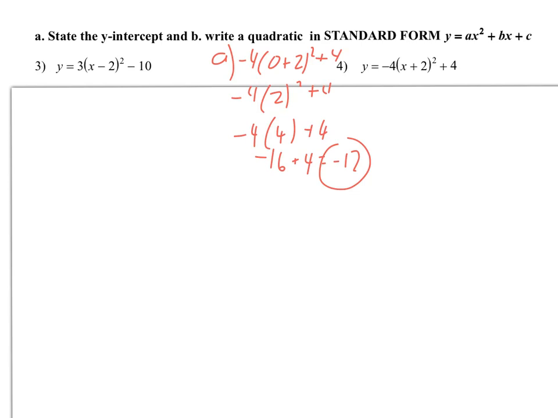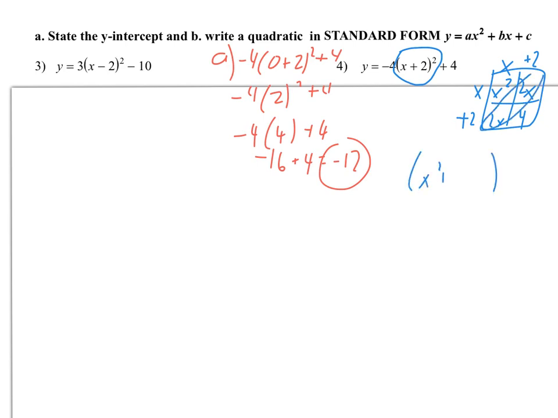All right, so now for part B, we are going to expand this into standard form. So to do that, we always take care of the squared parentheses first. We're going to multiply x plus 2 times itself. I like to do the box for that, so it's going to be x squared, 2x, 2x, and 4. And so I'm going to write that in parentheses, combining these like terms right there. So it'll be x squared plus 4x plus 4.